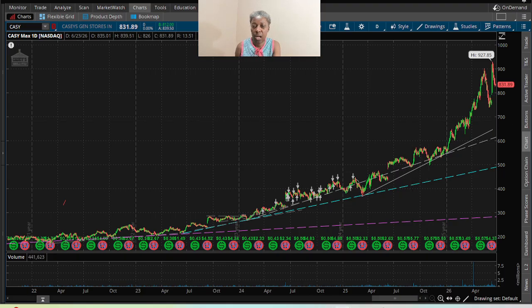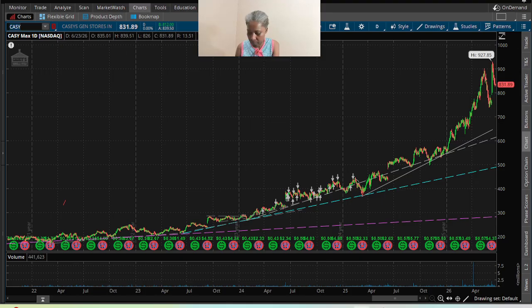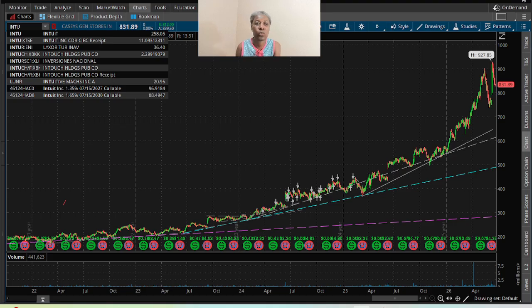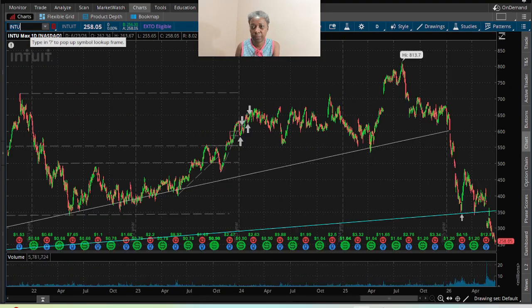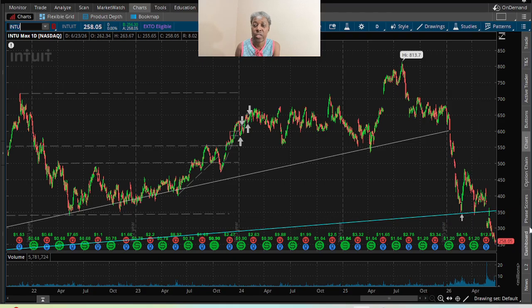Today we are going to analyze INTU as of June 24, 2026. When we are looking at INTU, right now the price is going down. It reached the valley line where I want to buy it, and I make a purchase there.